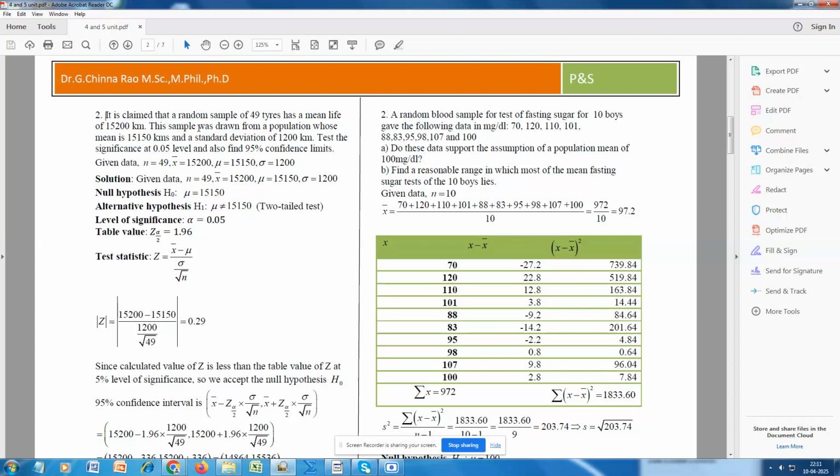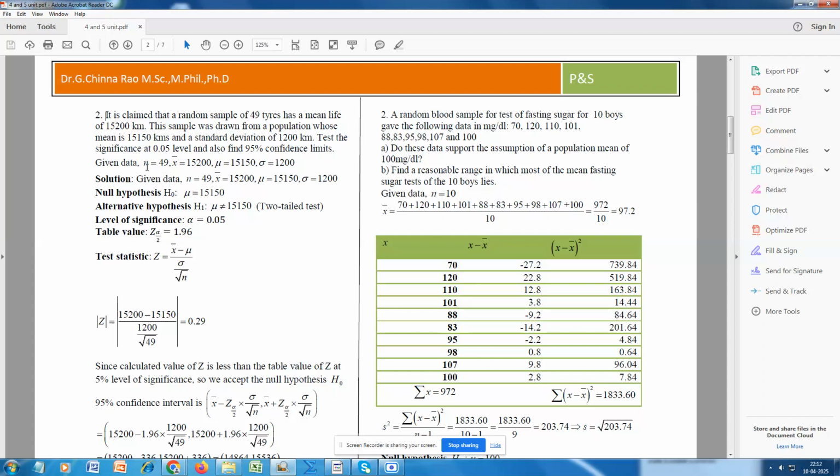Second one is, it is claimed that a random sample of 49 tires has a mean life of 15,200 kilometers. This sample was drawn from a population whose mean is 15,150 kilometers and a standard deviation is 1200 kilometers. Test the significance at 0.05 level and also find 95% confidence limits.